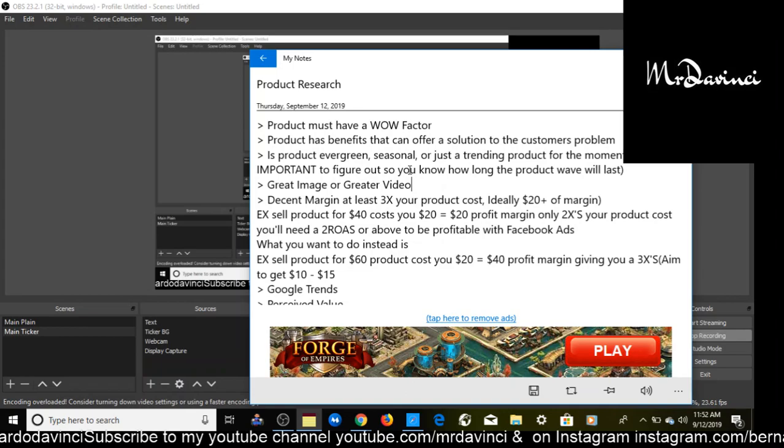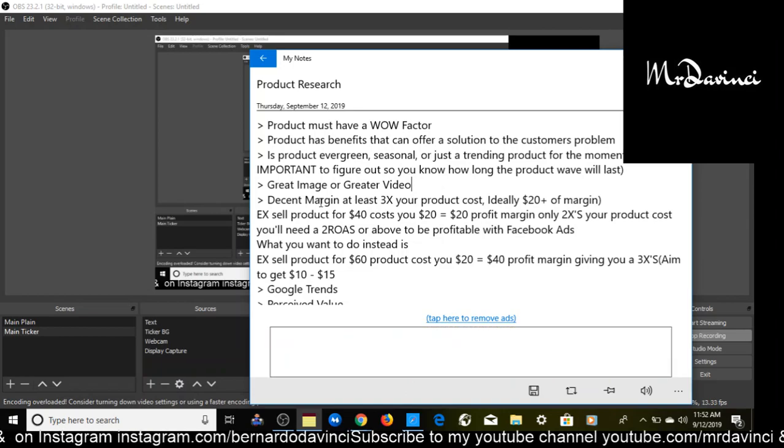It's highly important to figure this out so you know how long the product wave will last. Next, we're looking at, does the product have a great image or a great video? Images are good. You can make a lot of money running ads doing images, but it's better if you have a video that can capture the consumer's attention. That's why I say product must have a wow factor.